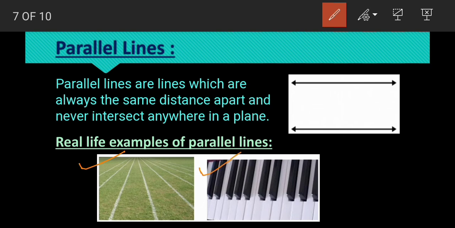Here, all these lines are black or white. If you select any of these, they are parallel to each other. The gap between any two is always equal, and they will never intersect, meaning never cross each other. So these lines are parallel lines.